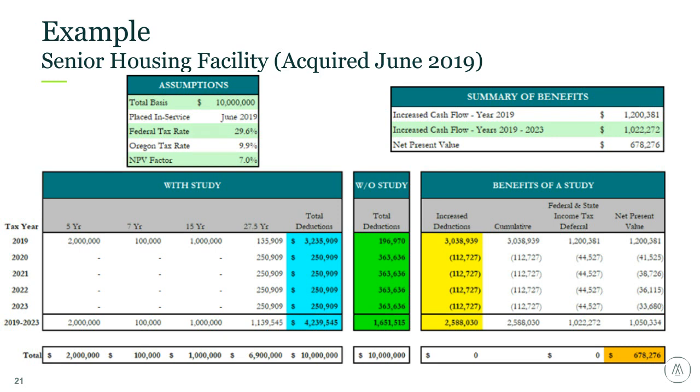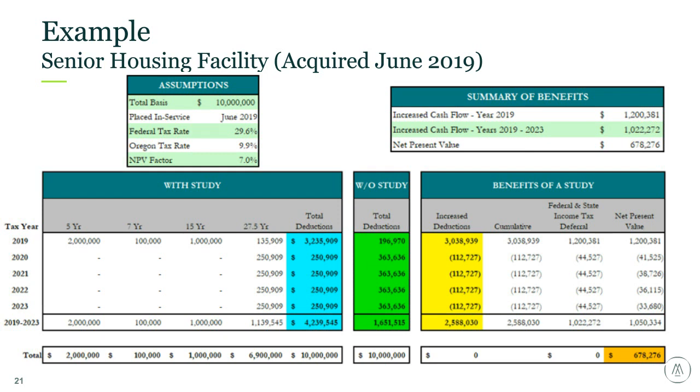The green column reflects the total annual deductions without the cost segregation study. And that's just if the owner was just able to use the straight line depreciation, as I had mentioned on the previous graph with the previous slide. And the blue column reflects the total annual deductions with the cost segregation study. So that's where assets are getting carved out into 5, 7, or 15-year lives. In the far right section of the chart, highlighted in yellow, that reflects the increase in deductions. So it's just the difference between the blue and the green columns on an annual basis.